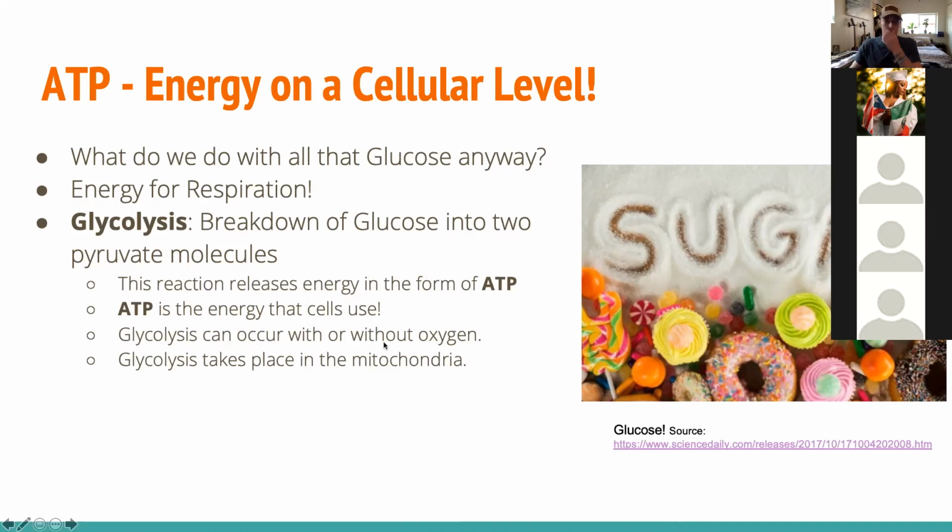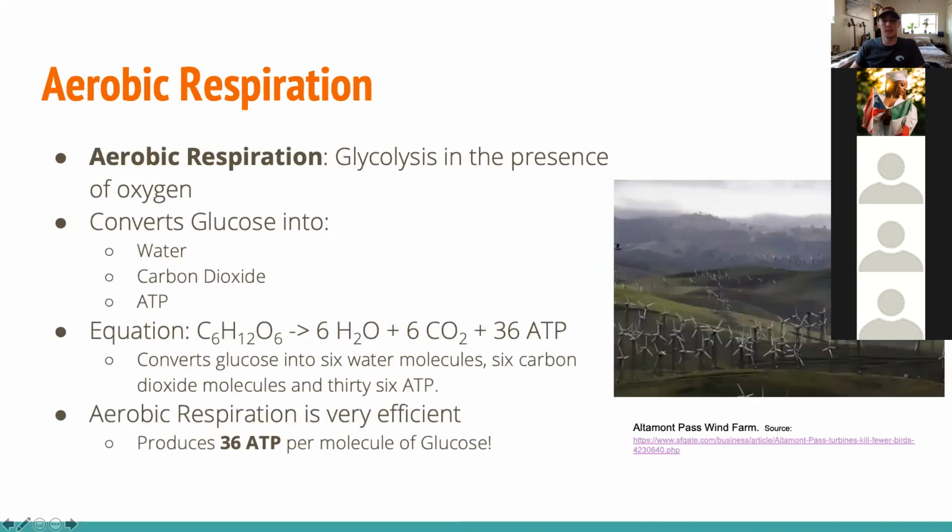Human cells, plant cells, any kind of cell relies on ATP and or ADP, but we're not going to talk about ADP, to utilize that energy. And glycolysis can occur with or without oxygen, and it takes place in the mitochondria. We're going to talk now about the 2 kinds of glycolysis. So the first is aerobic respiration. And this is when glycolysis occurs in the presence of oxygen. So in this kind of reaction, it converts glucose into water, carbon dioxide, and ATP.